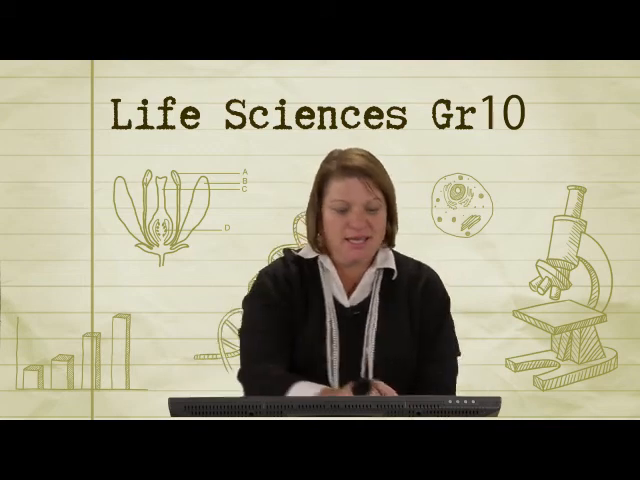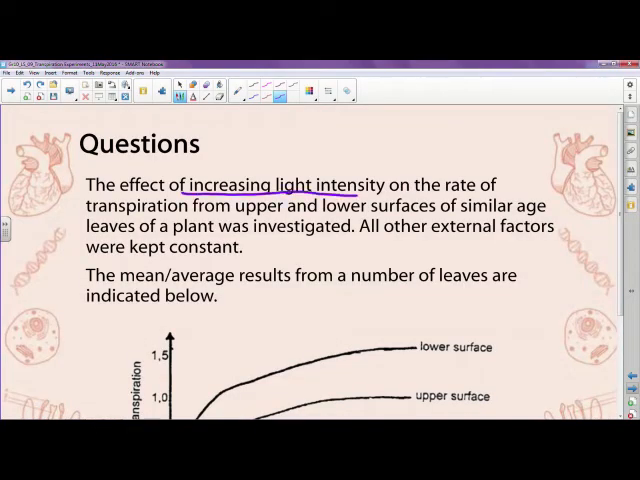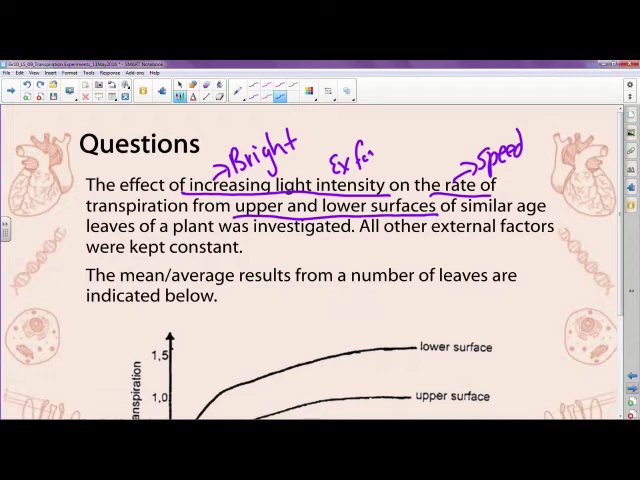The question says, the effect of increasing light intensity, remember, that is an external factor, on the rate of transpiration, so the effect of increasing, so it's becoming very bright, on the rate of transpiration, which is the speed, so how quickly or how slowly something is going to occur, from upper and lower surfaces. That is important because we need to look at the structure of the leaf here. You need to think of that. Of similar aged leaves of a plant was investigated.